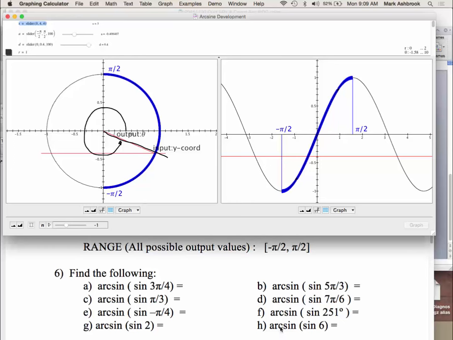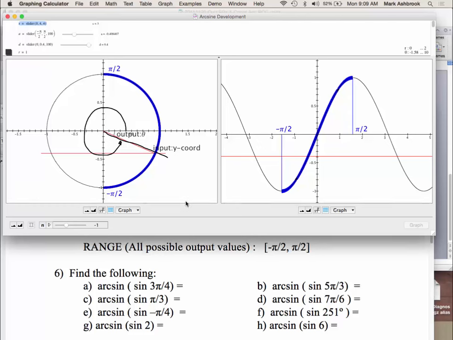Now we're going to do the arc sine of that. The arc sine of that means we're going to take that vertical distance, and we want an angle between what and what. We're going to get an angle between what and what that has that vertical distance. Negative pi over 2 and pi over 2.